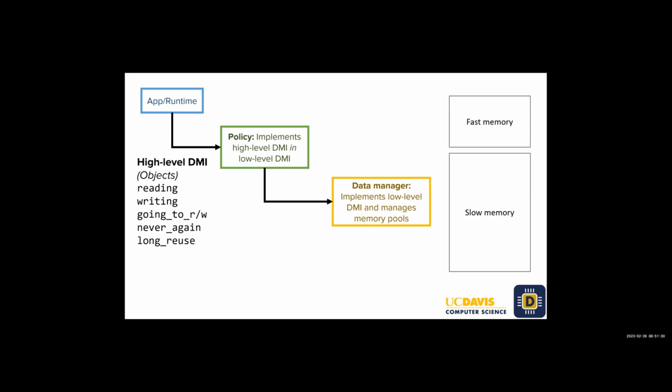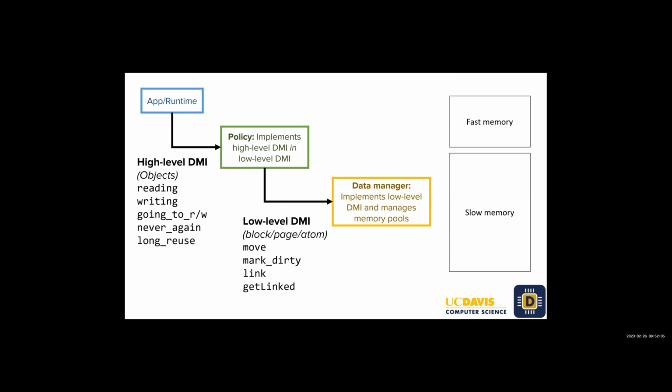And so we want the application or runtime to be able to use high-level data management API calls to say how the data is going to be used. Then at the low level, we can implement a data management interface which actually does the movement between fast memory and slow memory. Or it tells the hardware this is dirty, so you're going to have to write it back at some point. Or it links things together between fast and slow memory to say, here's a copy which is in both.